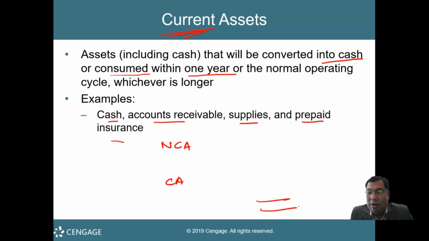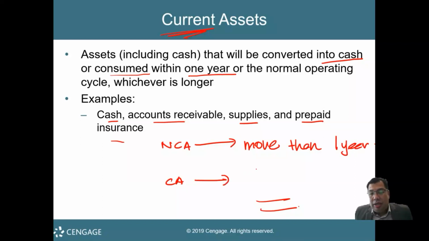But for a building, next month you're not going to sell the building. You're going to use the building for a very long period of time, for more than 1 year. If you buy a car, you're going to use the car for more than 1 year. So that car falls under non-current assets, whose usage is more than 1 year. Current assets are less than 1 year; you can convert them to cash within 1 year.